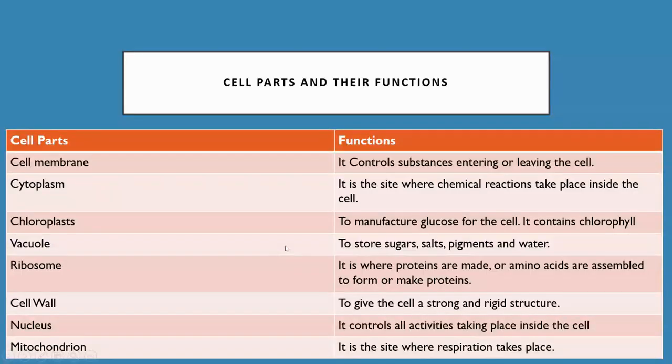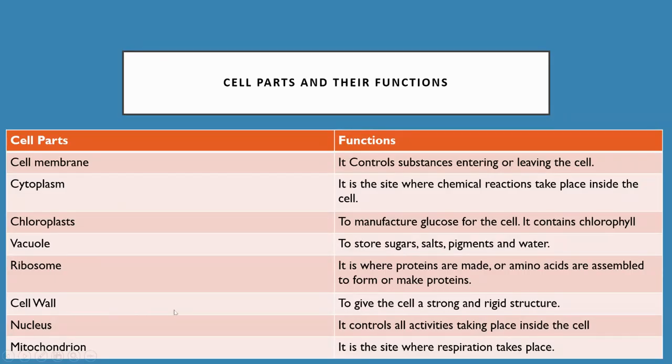Then we have the vacuole. The vacuole is that big sac. It stores sugar, salts, pigments, and water. The membrane around the vacuole is called a tonoplast, and that tonoplast is selectively permeable. We have the ribosomes. This is where proteins are made, or amino acids are assembled to form proteins.